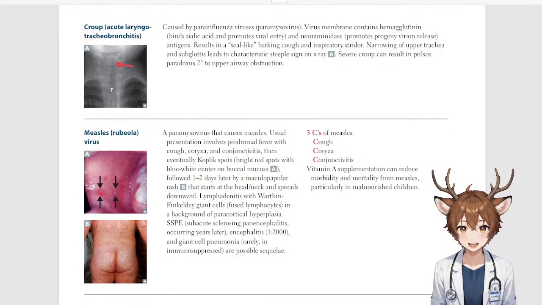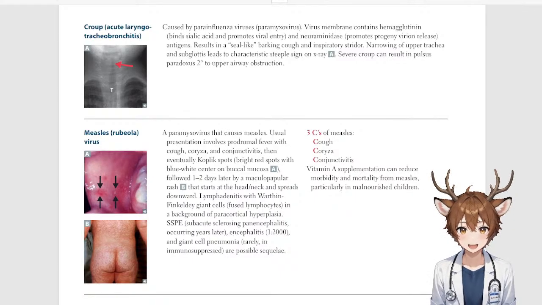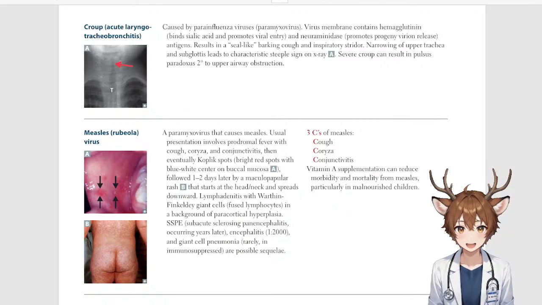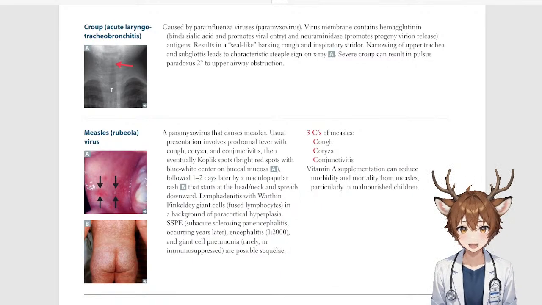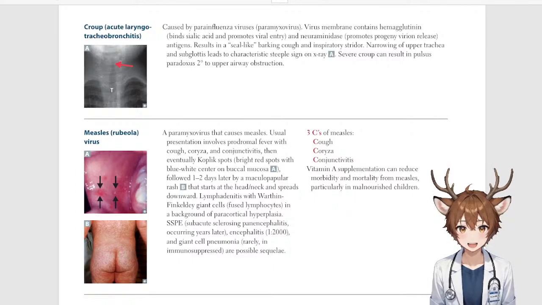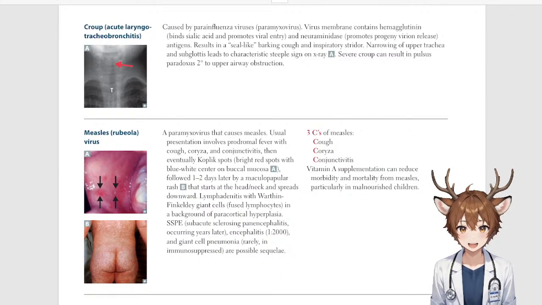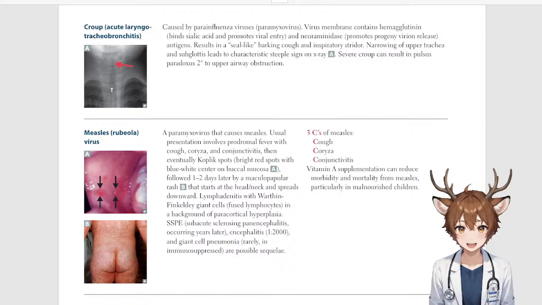What about measles, rubeola virus? Usual presentation involves prodromal fever with cough, coryza, and conjunctivitis, and then eventually Koplik spots, bright red spots with blue-white centers on the buccal mucosa. You need to know it's inside the mouth, by the way. It is in the mouth, not somewhere else. Followed 1 to 2 days later by a maculopapular rash that starts at the head and neck and spreads downward. Lymphadenitis with Warthin-Finkeldey giant cells, fused lymphocytes in a background of paracortical hyperplasia. Possible sequelae: subacute sclerosing panencephalitis (SSPE), with personality changes, dementia, autonomic dysfunction, and death years later. Encephalitis, 1 in 1,000, with symptoms appearing within a few days of the rash, and then giant cell pneumonia, rare except in immunosuppressed people.